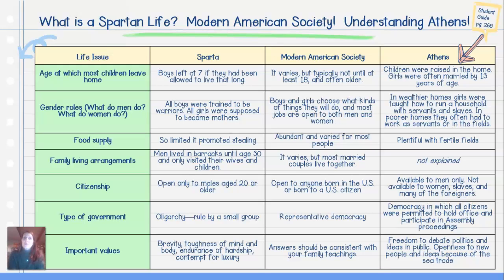In wealthier homes, girls were taught how to run a household with servants and slaves. In poorer homes, they often had to work as servants or in the fields. Food supply: plentiful with fertile fields. Family living arrangements weren't really explained in Athens. Not much is detailed with that being said. But again, you can maybe think about it in terms of, if girls were 13 and often married, they were out of the house. Or maybe there was a multifamily situation that lived in the houses.